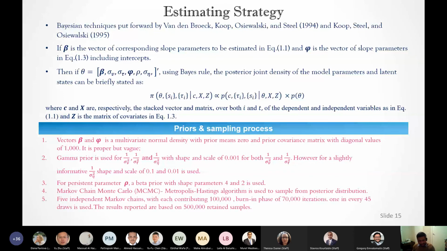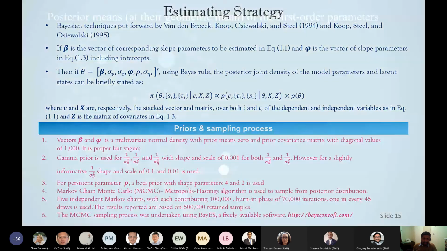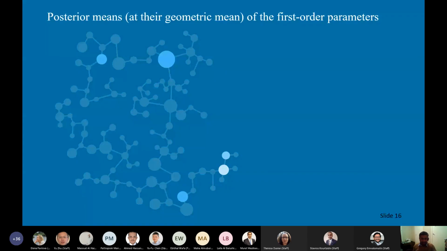And we use Markov chain Monte Carlo to derive a posterior distribution of posterior moments. Right. So now at last we're ready to see some results.